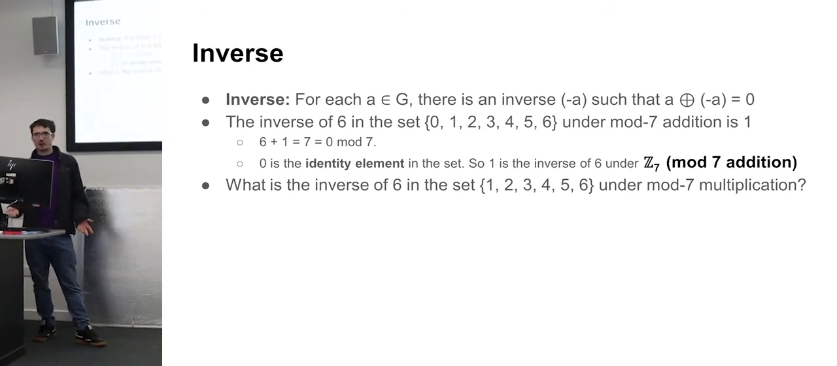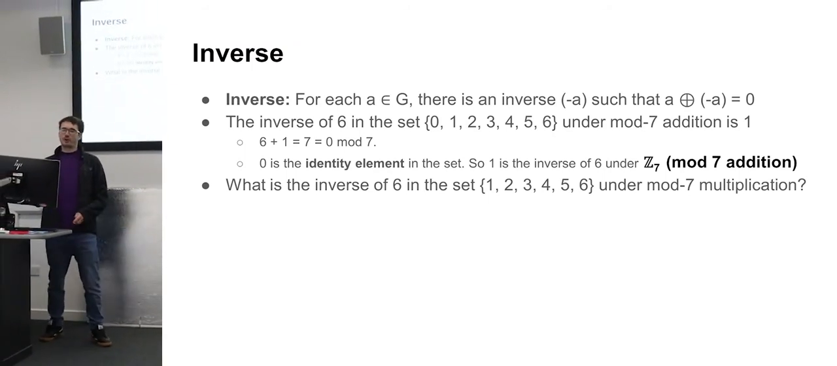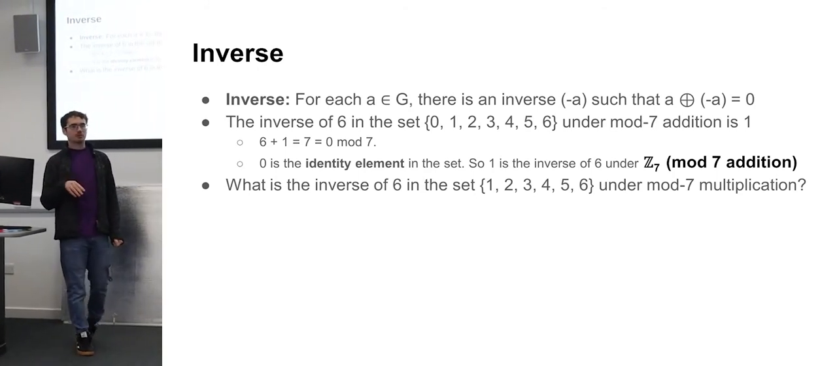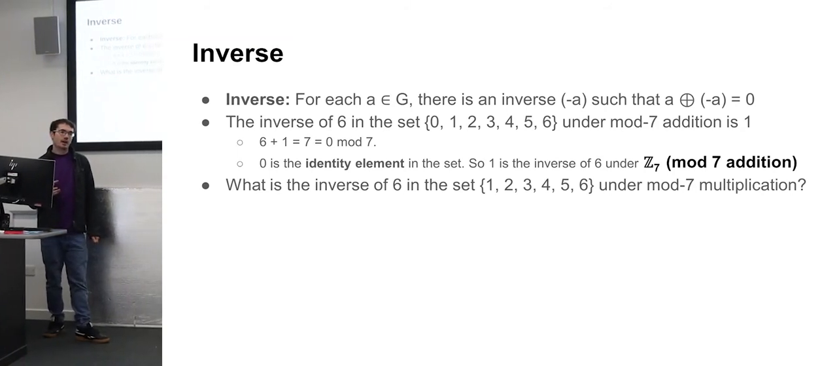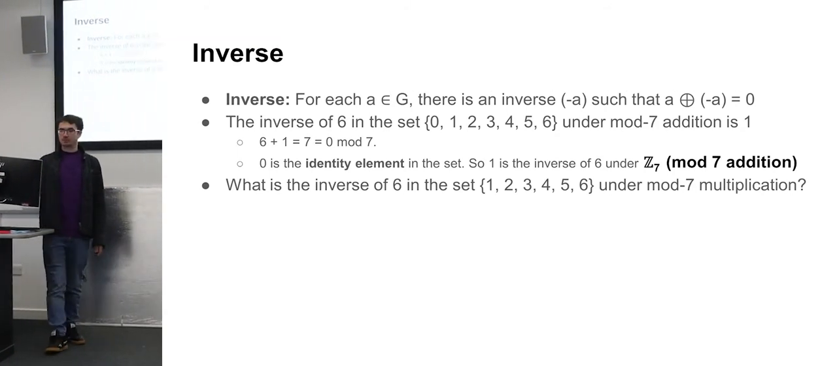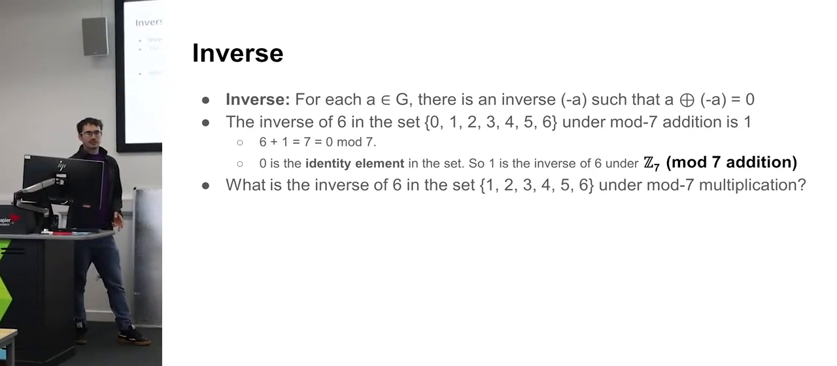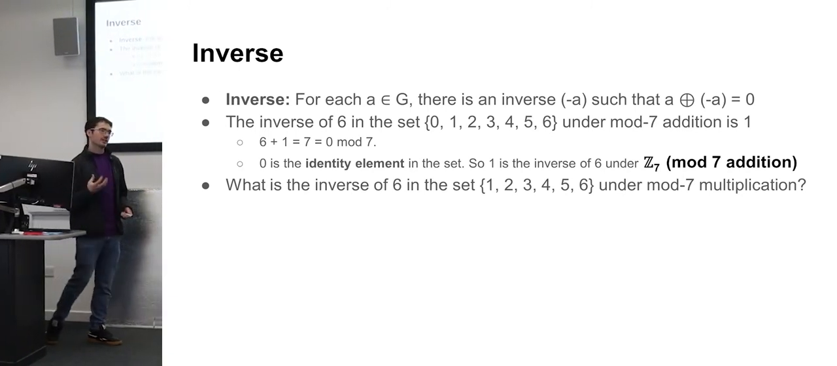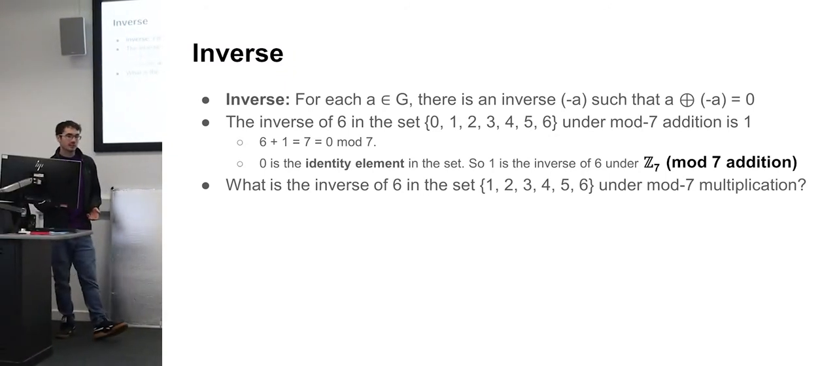So in addition, what you have to understand is that in the context of groups we don't do subtraction, we just add, but addition can form a subtraction by defining the inverse. So that makes sense. For example here, 6 plus 1 equals 7, which equals 0. 0 is the identity element. So the inverse of 6 is 1.